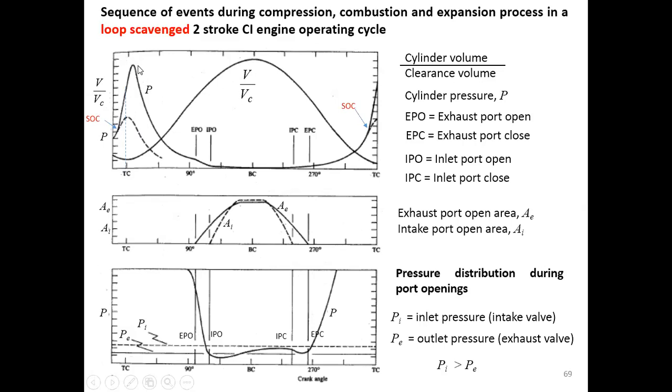Even the maximum pressure does not happen at the top dead center; it happens right after the piston moves down from the top dead center. This is something that you have to remember. And this is very important because we would like to have the maximum pressure as close as possible to the top dead center.